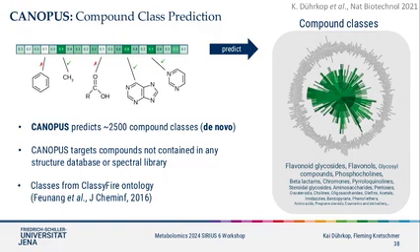The special thing in CANOPUS is that it does this prediction based on your input data, not based on the database search. Which means, again, it's a de novo technique. You can provide the input mass spectrum, and it doesn't matter if the compound you have measured is contained in a structured database; the method will at least tell you it's a flavonoid glycoside, for example. The compound class ontology we use is from ClassyFire and also from the NPClassifier, the natural product classifier. In total, we predict around 2,500 compound classes.